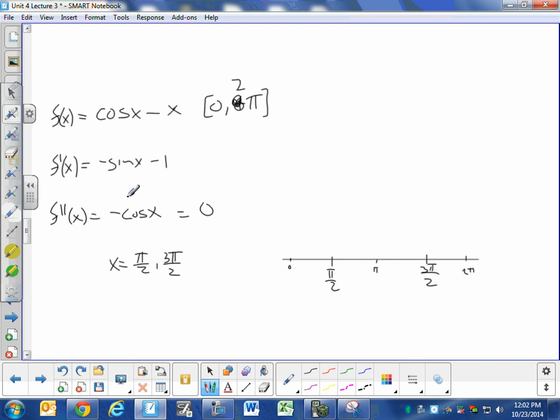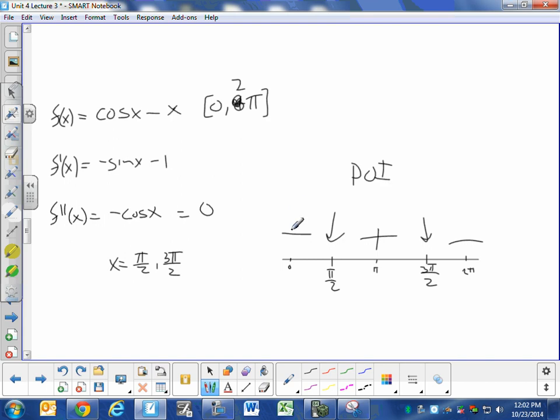So I plug in 2 pi. Cosine of 2 pi is 1. It would be -1, so this is negative. Cosine of pi is negative. Take the opposite of it. That becomes positive. Cosine of 0, that's 1. Take the opposite of it, it's negative. Here are my points of inflection.